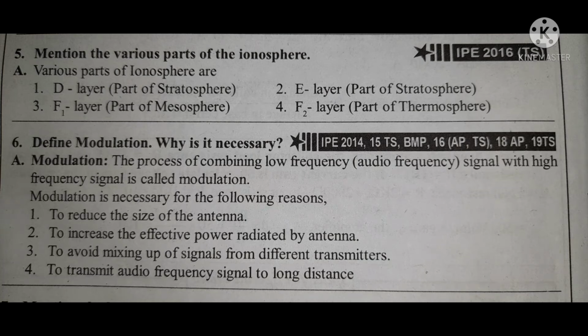Avoid mixing of signals from different transmitters. For example, if you observe in the olden days, radio systems were there. In the radios, sometimes sounds would come mixed. When one program is running, the sound of another program can also be heard. Such mixing is avoided by using modulation.